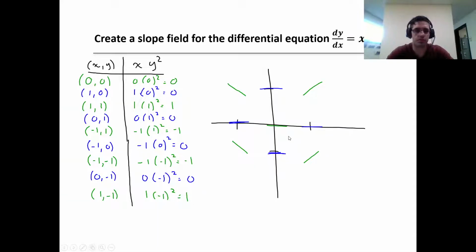So here's another example. If I have another differential equation, dy/dx is x times y squared, I can pick any (x, y) pairs and plug those points into our differential equation, and I can obtain the slope of the antiderivative function at those particular points. And then I could sketch the slope field accordingly.